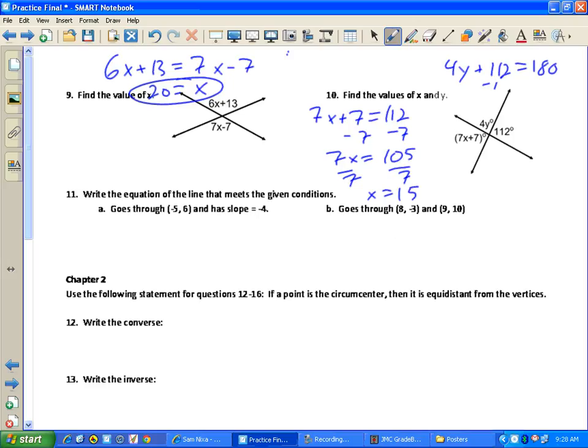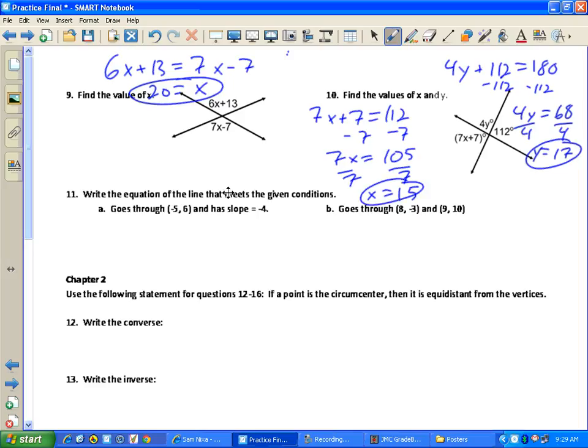To solve for y, we subtract 112. We get 68 divided by the 4. And we get 17.